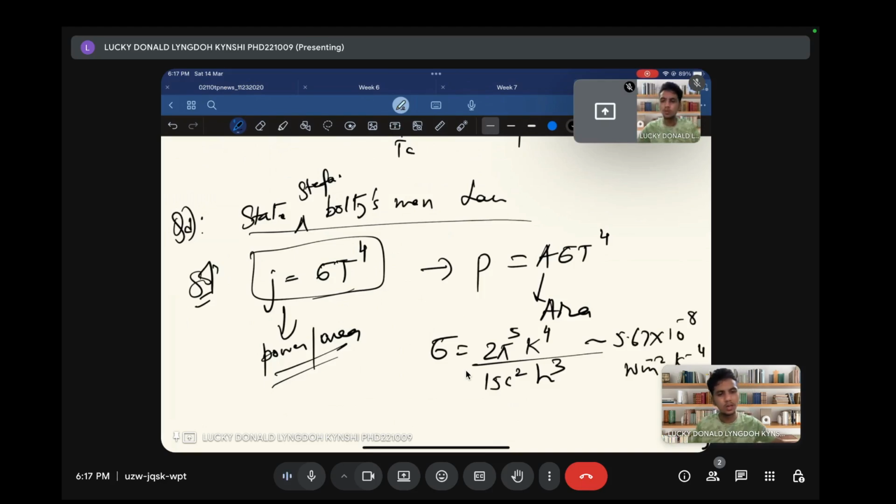So Stefan Boltzmann law is simple. It says that the amount of energy emitted per unit area per unit time is proportional to the fourth power of your temperature. If you have to find the total, we just multiply by A, which is the total area. And area could be 4 pi r square, it could be a circle, it could be a cube, and so on.